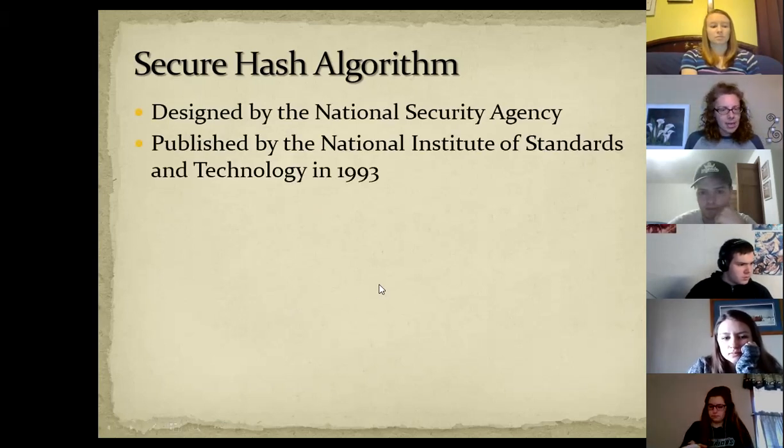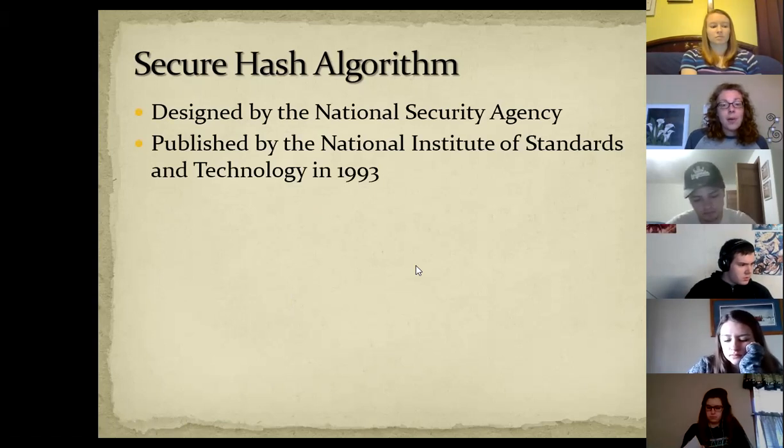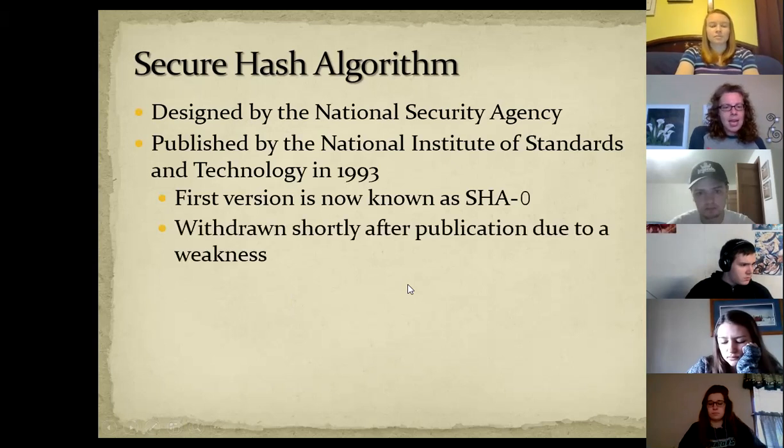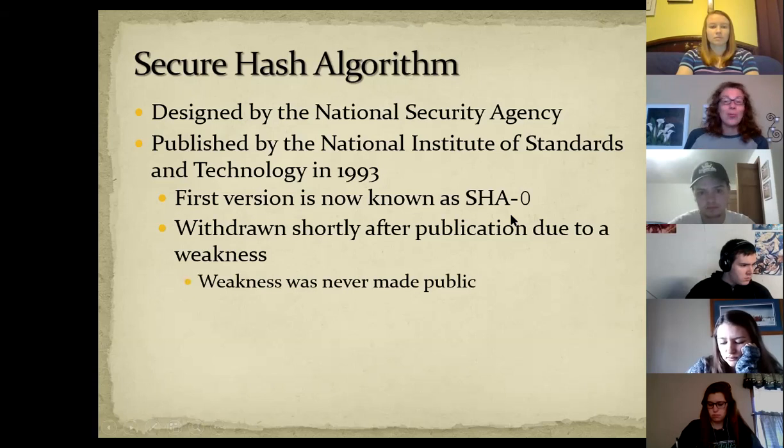It was designed by the National Security Agency, NSA. It was published by NIST, which has a relationship to the NSA, in 1993. The first version was known as SHA-0. That version was withdrawn shortly after publication due to a weakness that was never made public, because this is the government that we're talking about. The weakness in the original one was never made public.